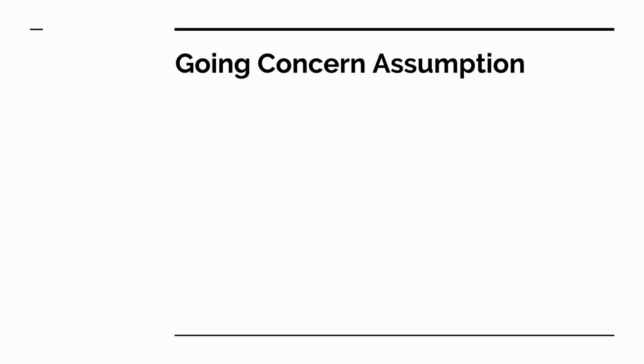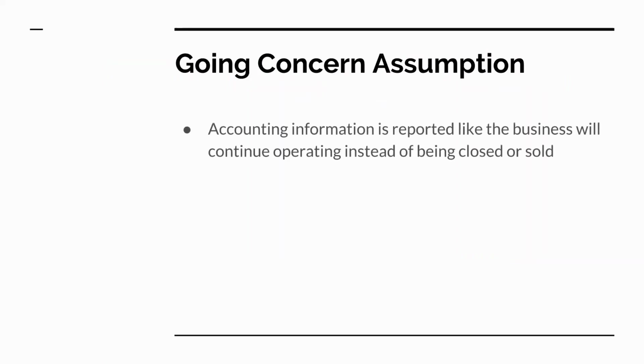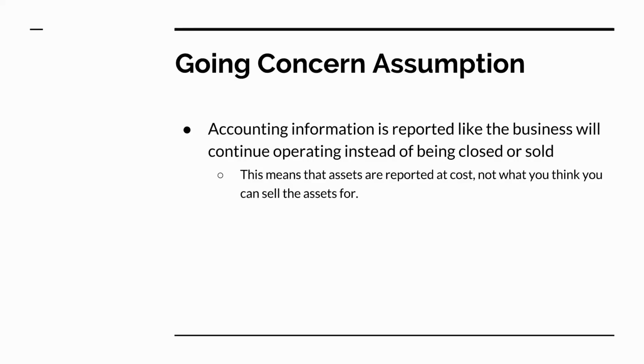The first assumption I'll go over is the going concern assumption. This states that all accounting information has to be reported like the business will continue to be operated instead of being closed or sold. What do I mean by this? It means that all assets have to be reported at what you paid for them, not what you think you can sell them for. For instance, one good example of this is land.